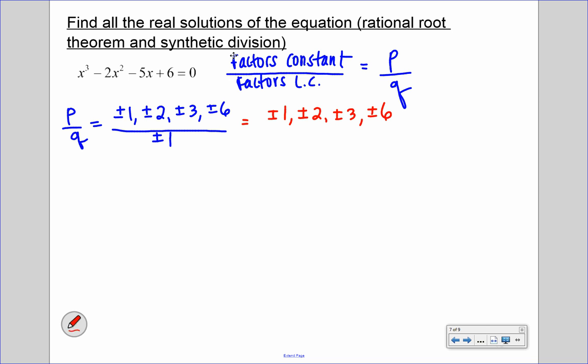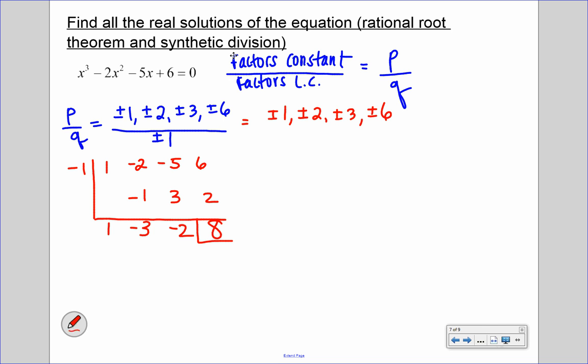So I'm going to try negative 1 first and let's see if that works. We're going to put this into synthetic division. So I'm going to do 1, negative 2, negative 5, 6. Bring down the 1, negative 1, negative 3, 3, negative 2, 2. Now our remainder is 8. If we do not get a remainder of 0, this does not work. It is not a solution.